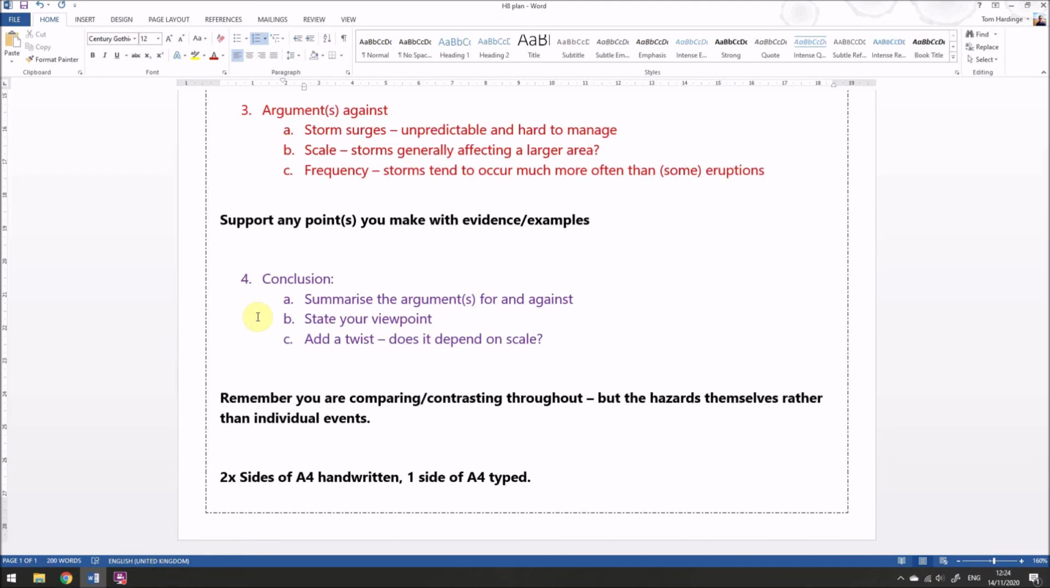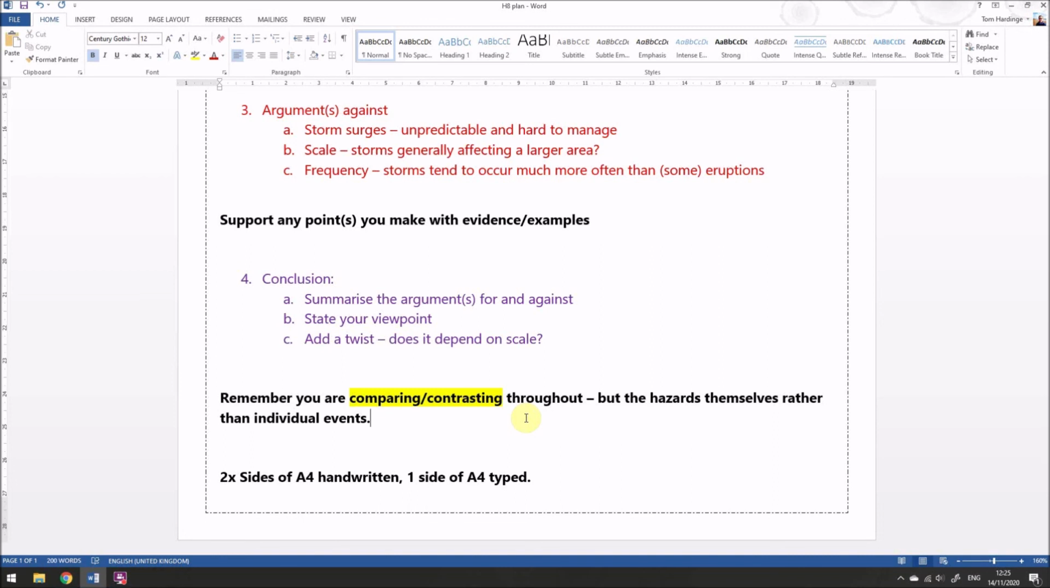Remember that you need to be comparing and contrasting throughout that answer. So you want to be drawing out some of the similarities and differences of the way that storms and volcanic eruptions have an impact on people. Make sure though you are not just giving descriptive accounts of individual events. So don't just write long descriptive passages about what happened in the Eyjafjallajökull eruption or what happened in Typhoon Haiyan. Make sure you're just cherry picking bits of evidence from those examples and using that evidence to support your points.